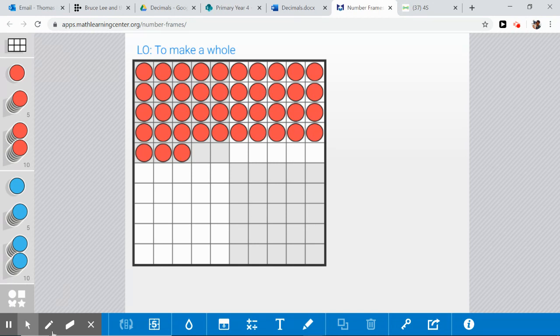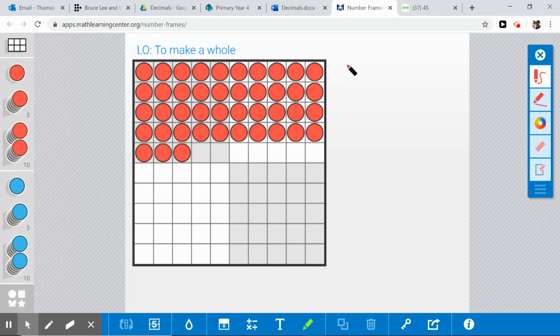So that means that we have 43 hundredths covered. 43 hundredths as a decimal would be 0.43. 4 tenths, 3 hundredths.